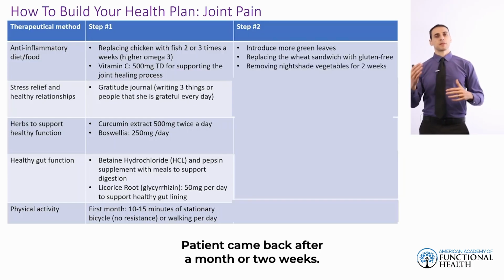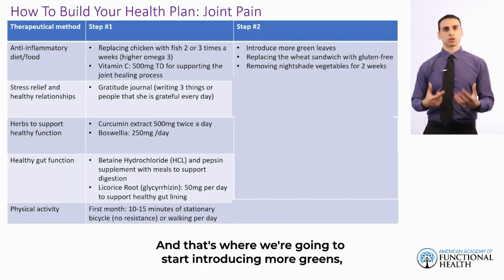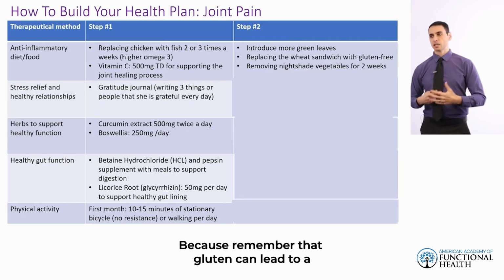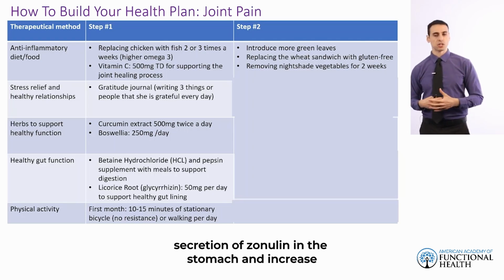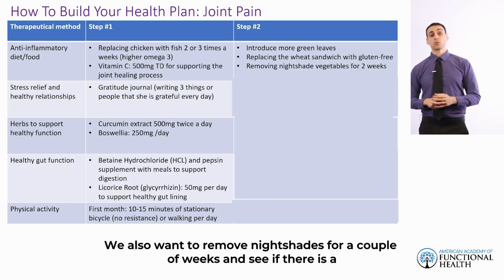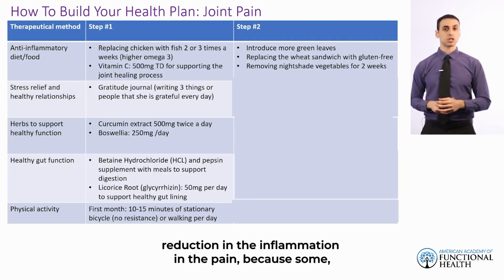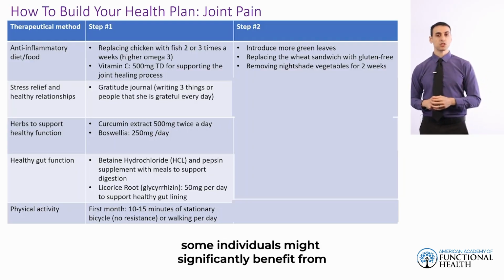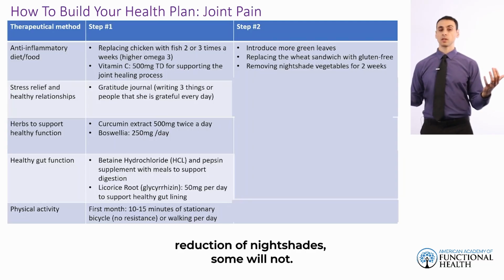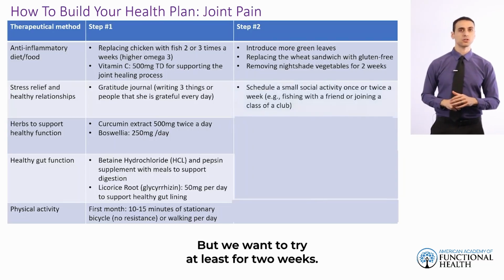All right, patient came back after a month or 2 weeks, and that's where we're going to start introducing more greens, replacing wheat with gluten-free, because remember that gluten can lead to secretion of zonulin in the stomach and increase inflammatory markers, increases also intestinal permeability. We also want to remove nightshades for a couple of weeks and see if there is a reduction in the inflammation, in the pain. Because some individuals might significantly benefit from reduction of nightshades. Some will not, but we want to try it at least for 2 weeks.